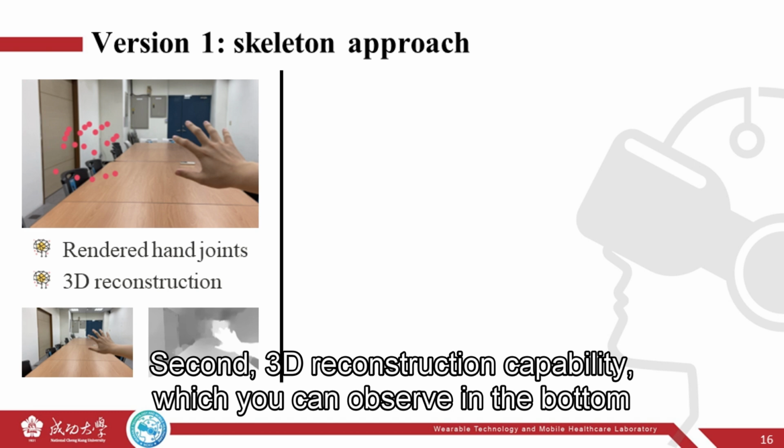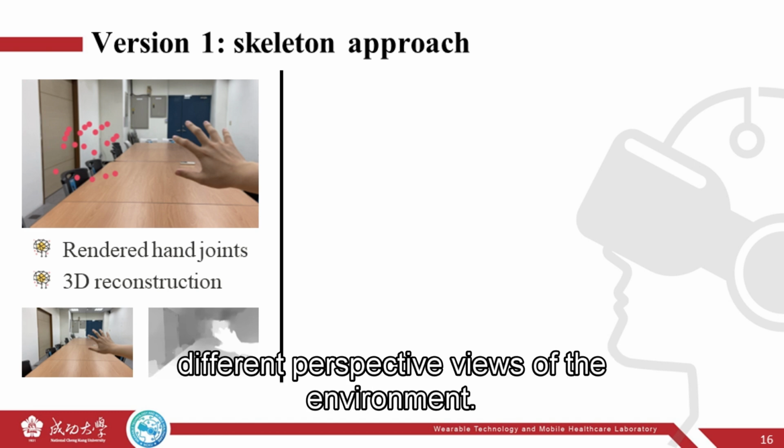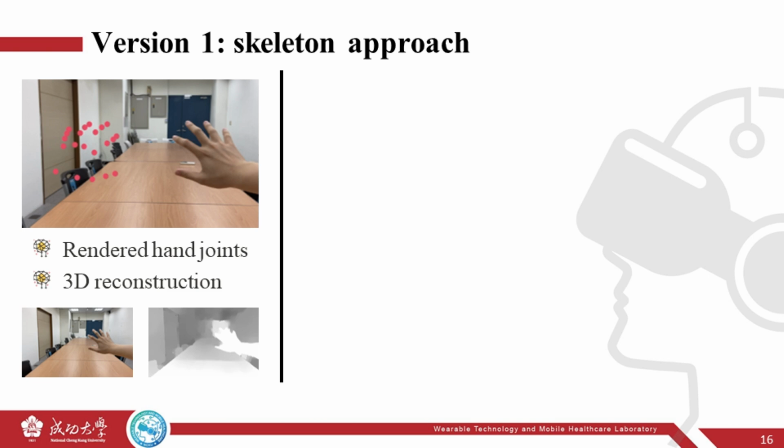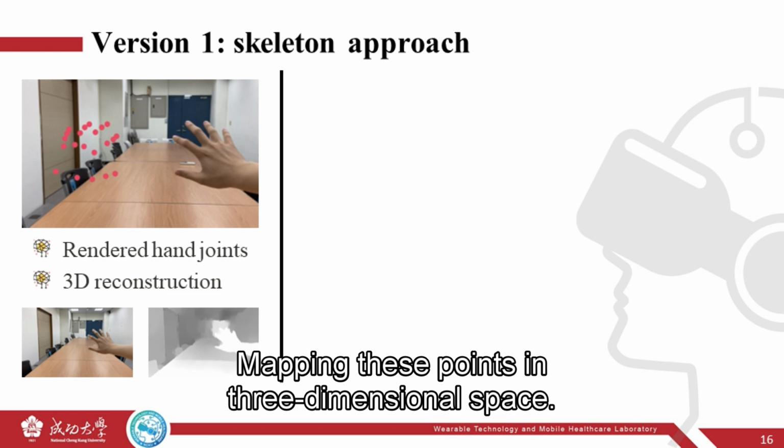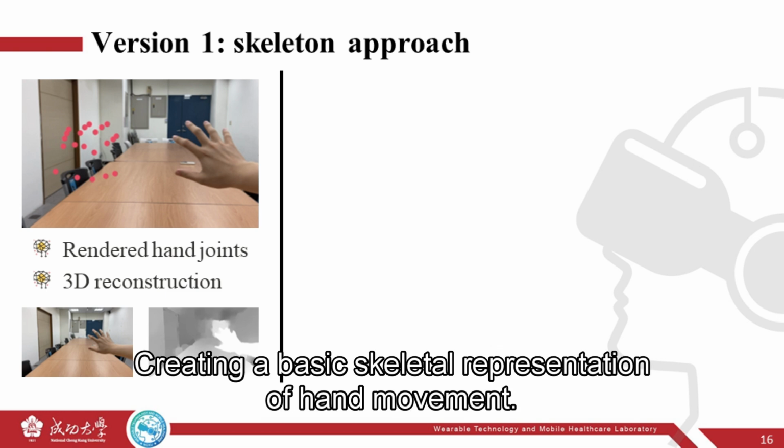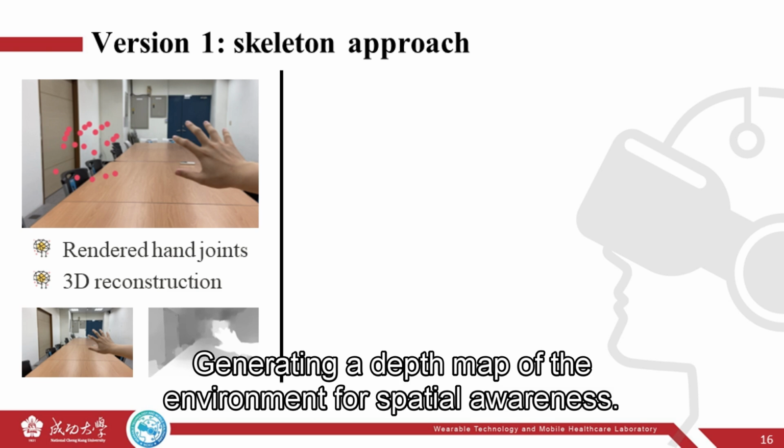Second, 3D reconstruction capability, which you can observe in the bottom images showing different perspective views of the environment. The system worked by detecting and tracking key points on the hand, mapping these points in 3-dimensional space, creating a basic skeletal representation of hand movement, generating a depth map of the environment for spatial awareness.